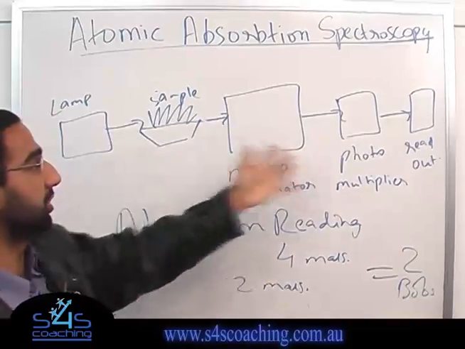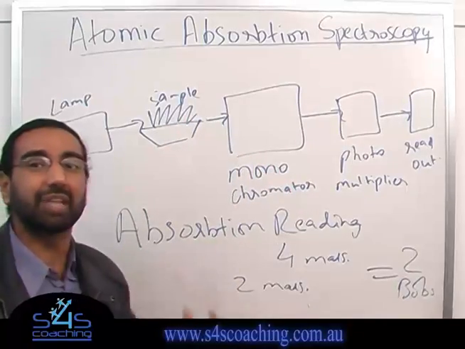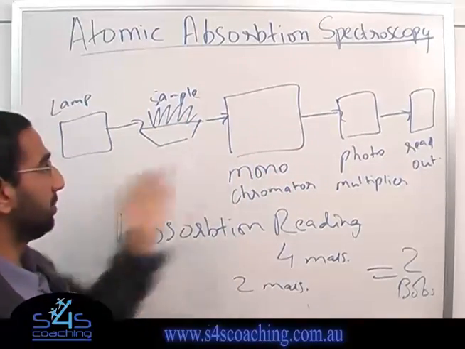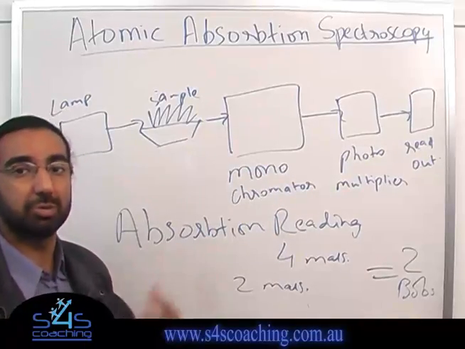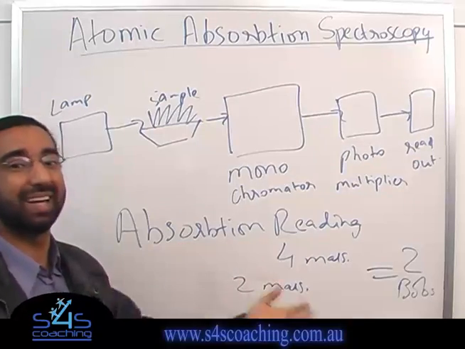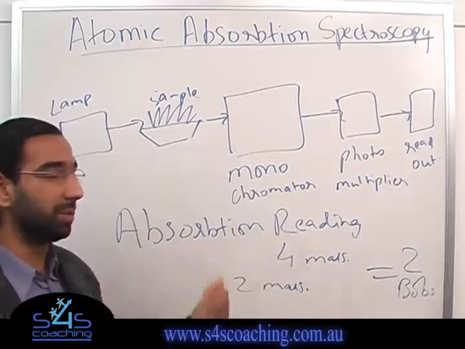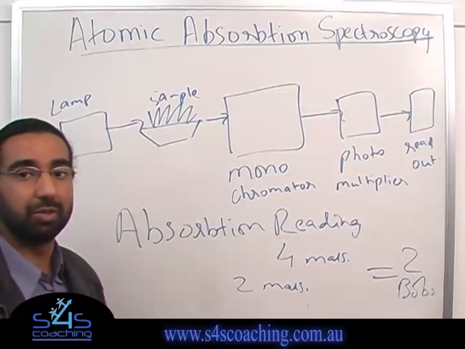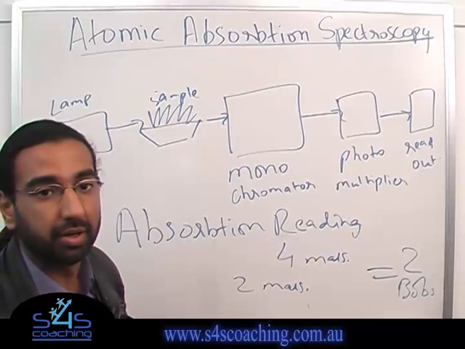So one of the things you need to do before this thing can actually work is you take samples of known concentrations, you put them through the AS machine, you find out how much has been absorbed, and then you know how much light each element absorbs. And then once you have that, you can figure out how much light has been absorbed and work backwards to find out how much of a substance was actually in there.